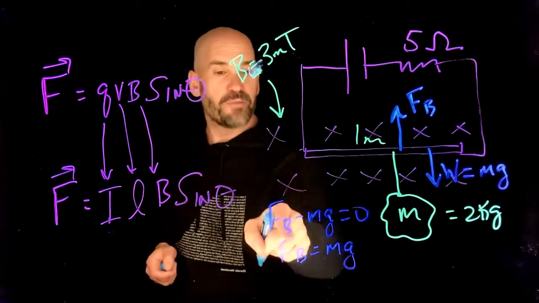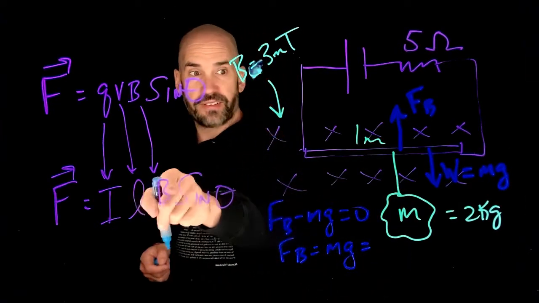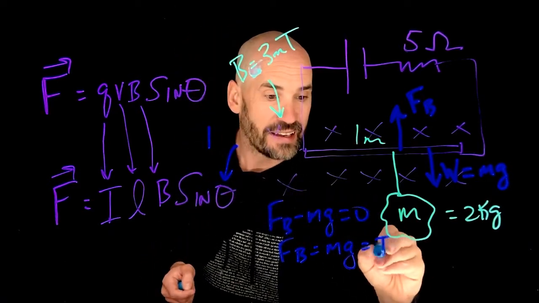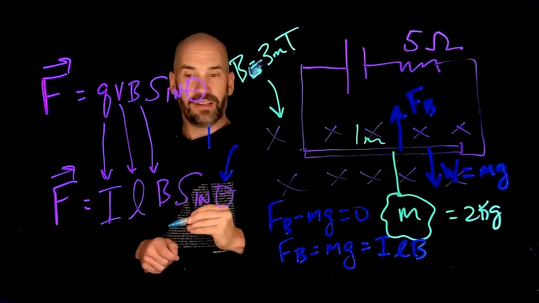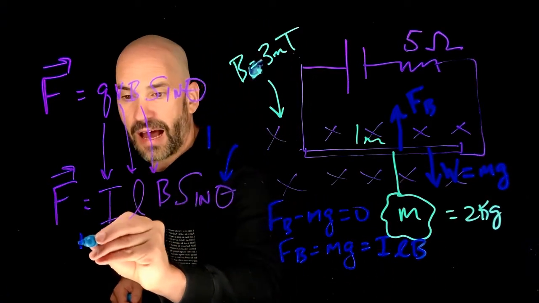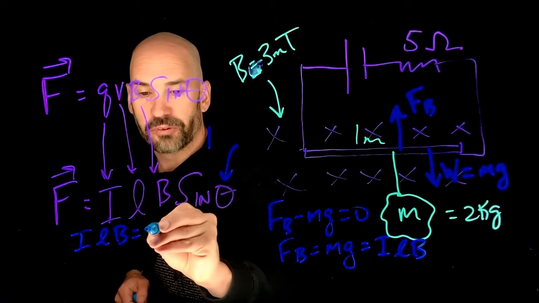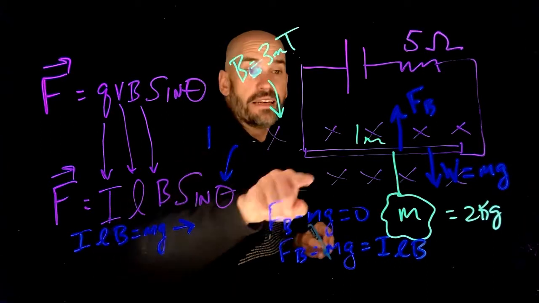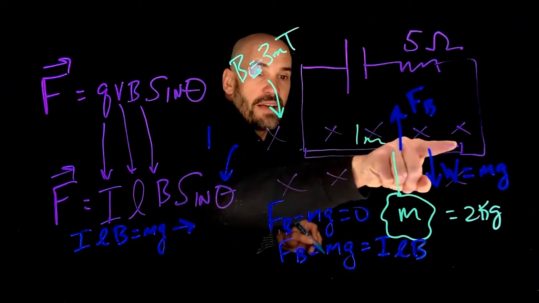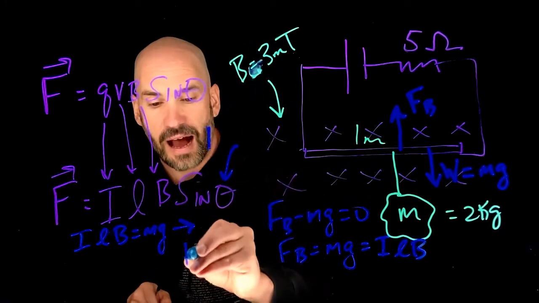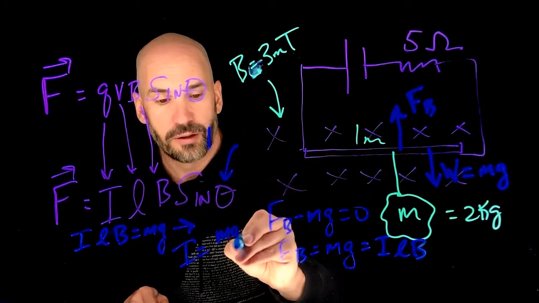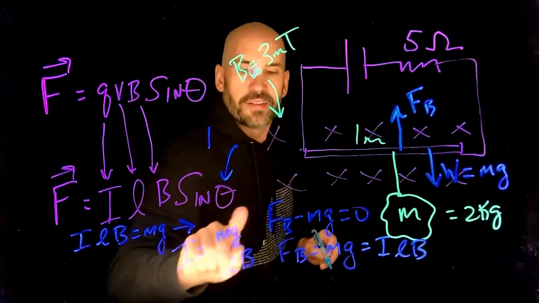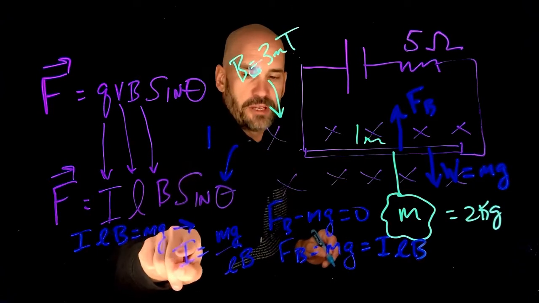But remember, FB is really, well, this is perpendicular, so sine theta is just going to be 1. So this is just ILB. In other words, we have ILB equals mg. And if I want to find the current needed to make this levitate, to make this float, that's just going to be I equals mg over LB. This is jumping a little bit ahead because part B wants the magnitude of that.